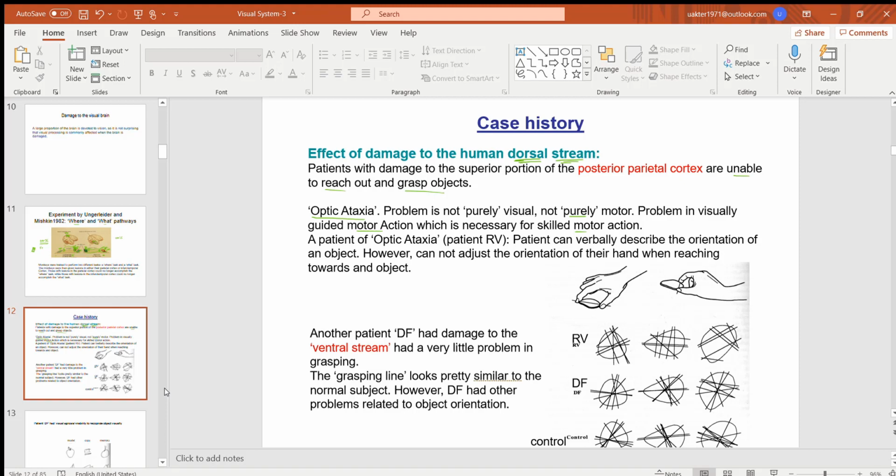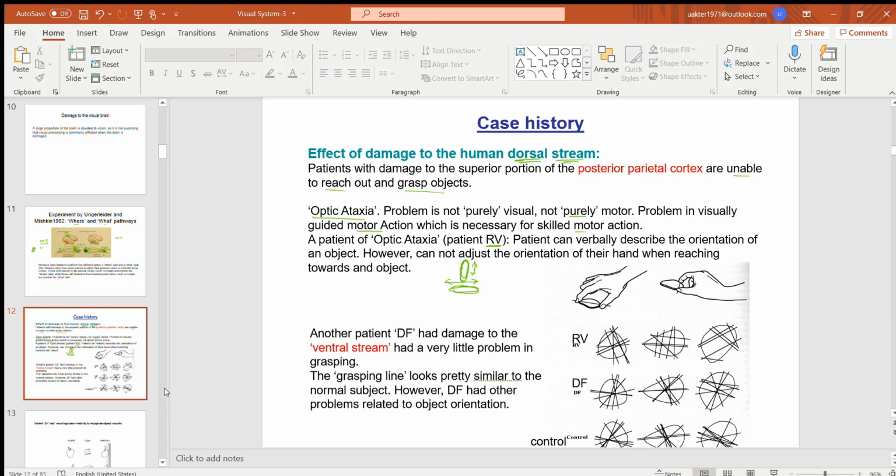The patient in optic ataxia, this is the pseudonym of that patient, can verbally describe the orientation of an object. Like if you show the object and ask if it is this way or this way, the subject, by looking at the object, can correctly tell that yes, anteroposteriorly, this is superiorly, whatever the position is. Now, if you ask the subject to hold it, then the subject cannot do it correctly.